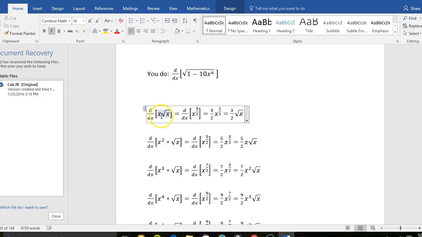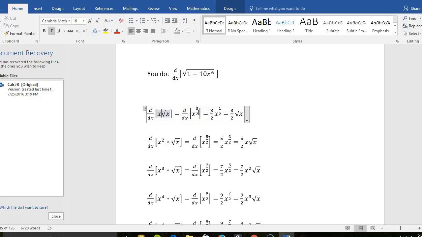D by dx of x times the square root of x. That's d by dx of x to the 3 halves power. Remember, by the laws of exponents, this is x to the 1 right here. This is the x to the half right here. And by the laws of exponents, you add the 1 here to the 1 half and you get 3 halves, which is here. So we do d by dx of x to the 3 halves.